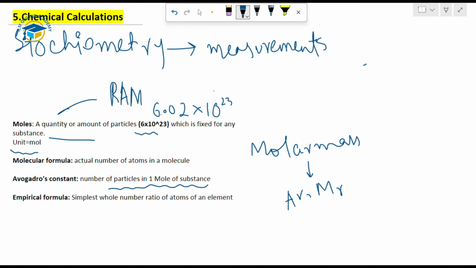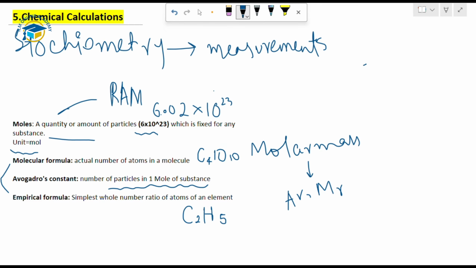Let's remind ourselves about the molecular formula and the empirical formula which we discussed in our previous chapter. The molecular formula is the actual number of atoms of each element present in a molecule, and the empirical formula is the simplest whole number ratio of the atoms of each element present in any molecule or compound. For example, the molecular formula of butane is C4H10, and the empirical formula would be C2H5. So these are the definitions we should know about the moles, the molecular formula, the empirical formula, and the Avogadro's constant.